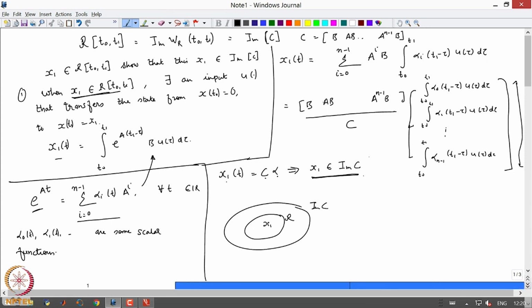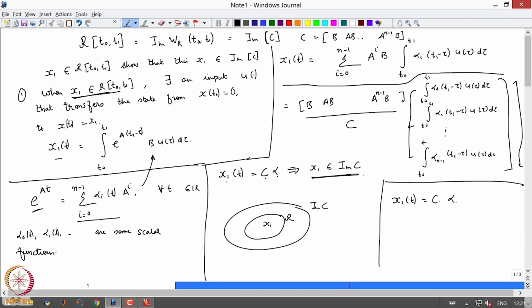Okay, so let's take this definition here, for example. In this expression, x1 of t is C with some vector alpha. Now, what is given to me? If I look at this entire expression closely, the initial condition is given to me, which is 0. I know what x1 is at the final state. The final time is also possibly given; this is also a finite number. A is given to me, B is given to me.